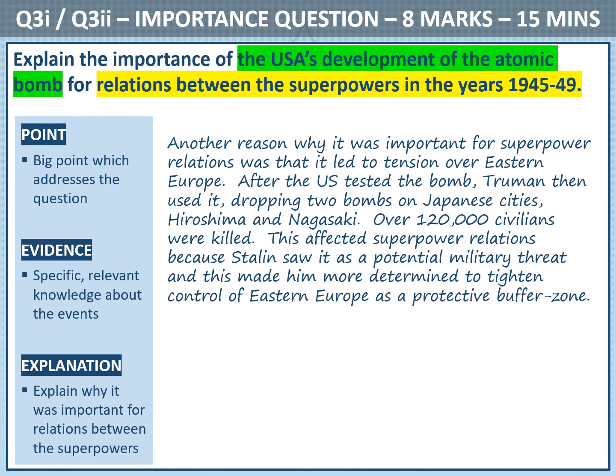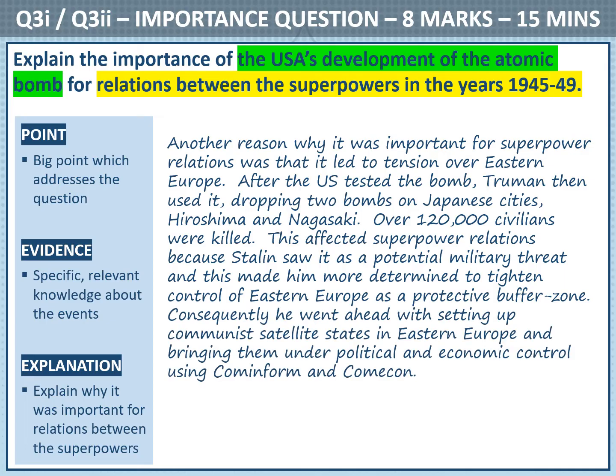Next, I need to start to explain how did that affect superpower relations. So I'm going to focus on how it made Stalin more determined to tighten his control on Eastern Europe. And I'm going to develop that explanation slightly further, stringing together a series of explaining phrases. So I'll write about how it made Stalin go ahead and bring the satellite states under tighter control.